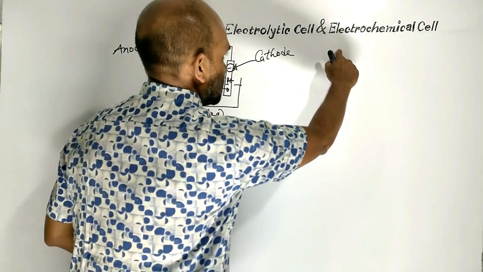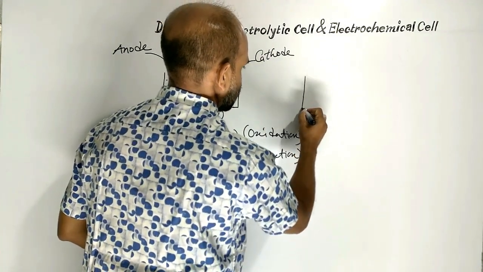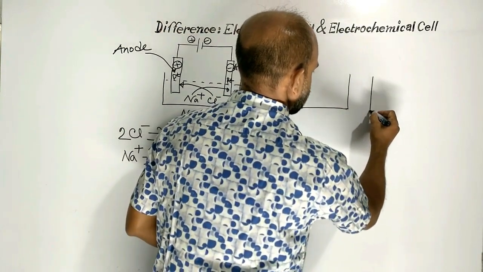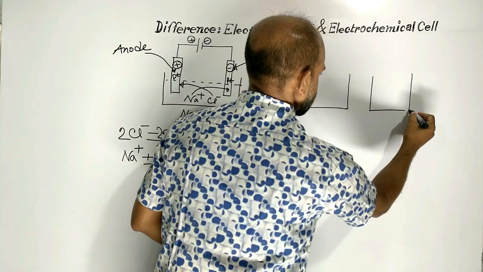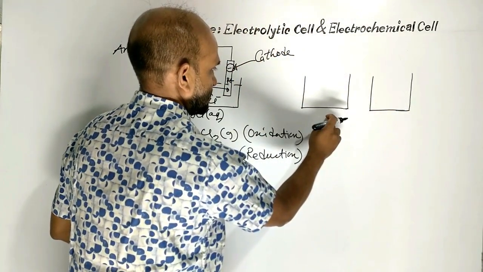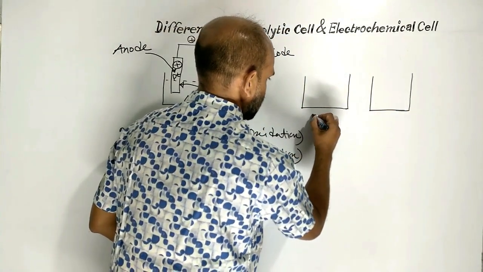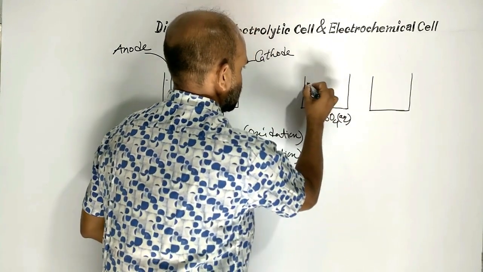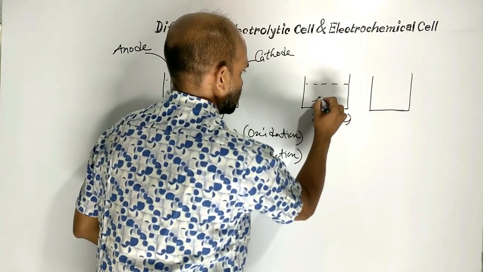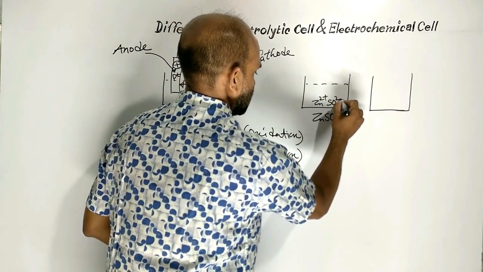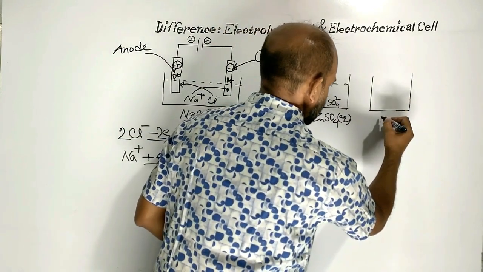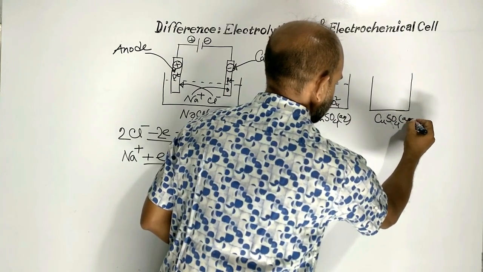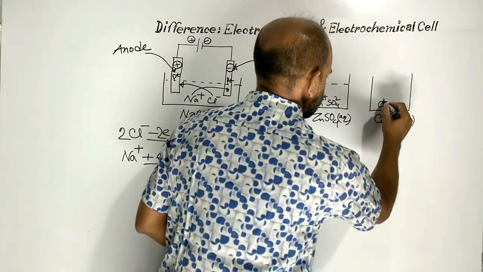Now, electrochemical cell. In this case, two vessels are taken, glass vessels or ceramic vessels. In the left vessel, a solution of zinc sulfate has been taken. Zinc sulfate remains as ions. And in the right vessel, a solution of copper sulfate has been taken. Copper sulfate remains as ions.